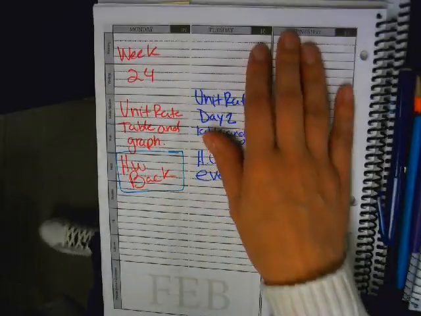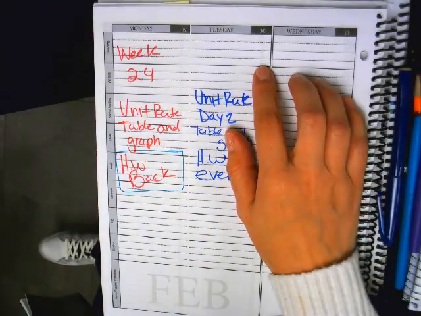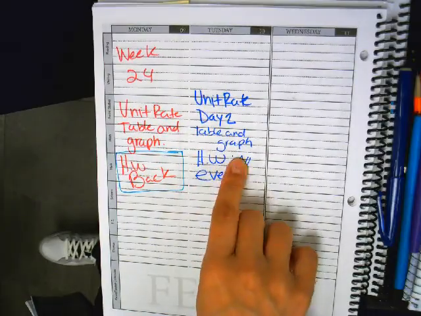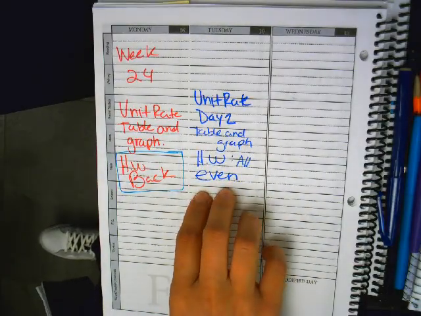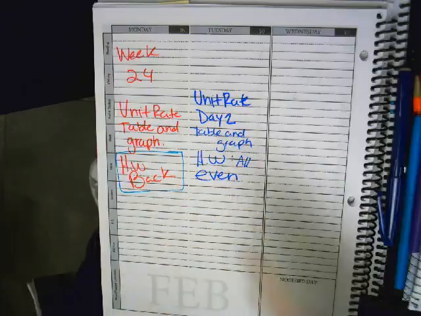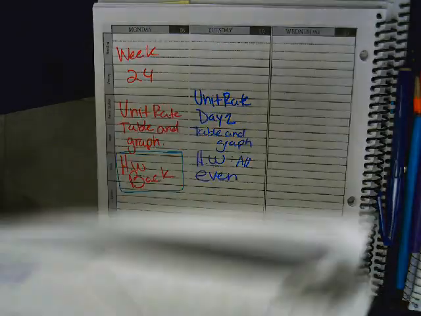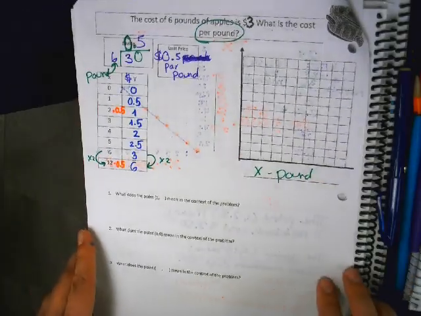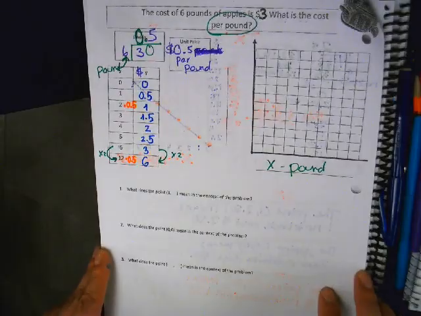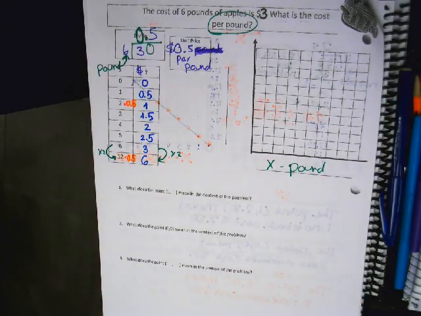Today, Tuesday, unit rate day 2 with tables and graphs. Your homework is going to be all the evens, 2, 4, 6, 8, 10, front and back, all your evens. All right, page 5. We did not finish page 5, so let's head on over to page 5.